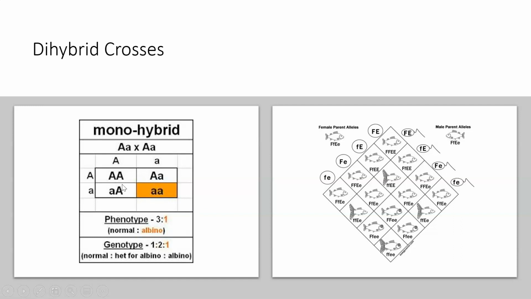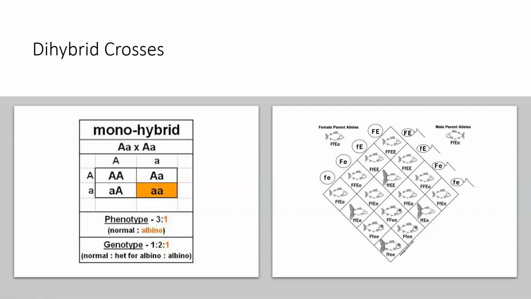Now our genotype, when we look there, we've got 1 homozygous dominant, we've got 1 homozygous recessive, and then we've got 2 heterozygous. So you can see 1, 2, 1. Okay, so that is the expected outcome on a monohybrid cross, where we've got 2 heterozygous being crossed. Now, when we come to dihybrid crosses, we're looking at our 2 features.